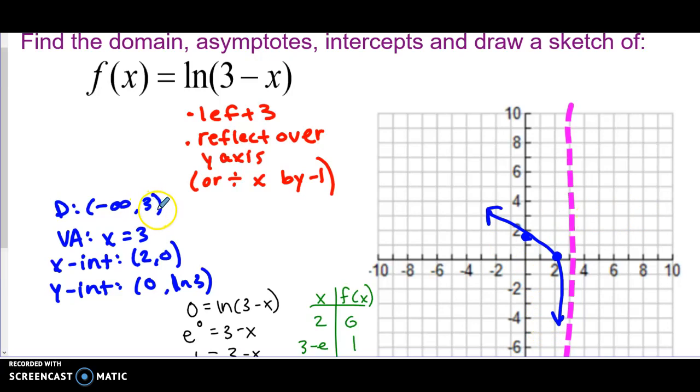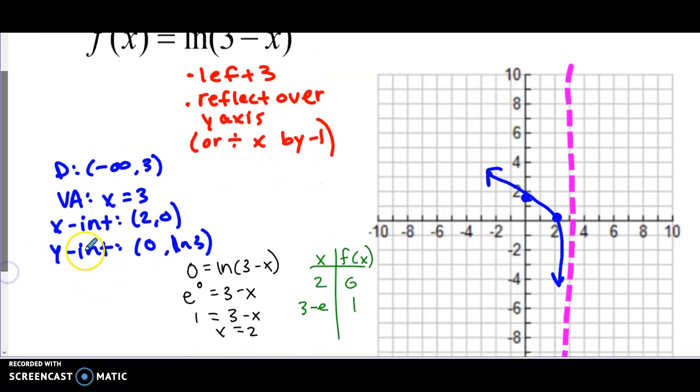My domain is -infinity to 3, vertical asymptote at 3, x-intercept at (2, 0), and I showed my work of how I found that x-intercept by setting it equal to 0. That's not new news. My y-intercept is the natural log of 3. How do I get that? Plug in 0 for x. And then I also made a table of values. That's a 0, in case you weren't sure. And here's what my graph looks like.